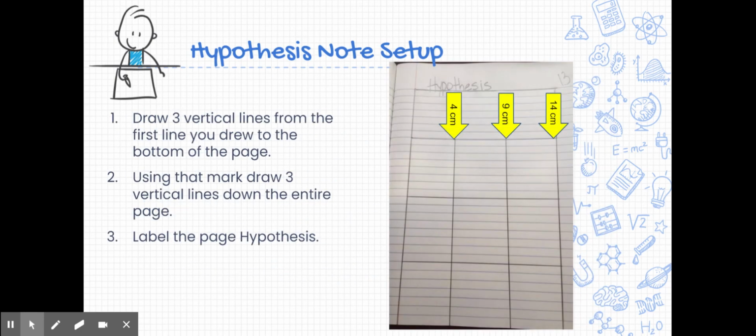Now draw 3 vertical lines from the first line you drew to the bottom of the page. So you should have 3 lines, one at 4 centimeters, one at 9 centimeters, and one at 14 centimeters. Please label the page hypothesis.